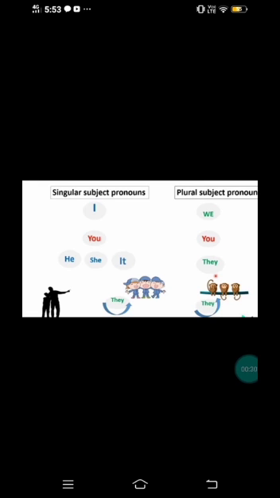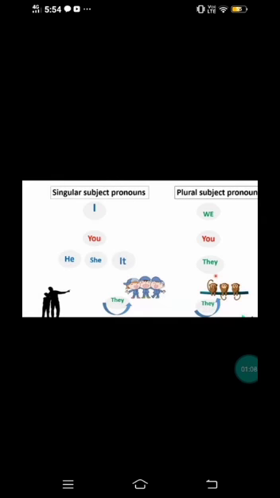What is the first person? I. I is the singular subject pronoun. Second person, you. Third person, he, she or it. Here, all these first, second and third persons, when it comes to the plural form, change. I changes to we, second person you changes to you itself. It remains the same. Third person he, she or it changes to they.